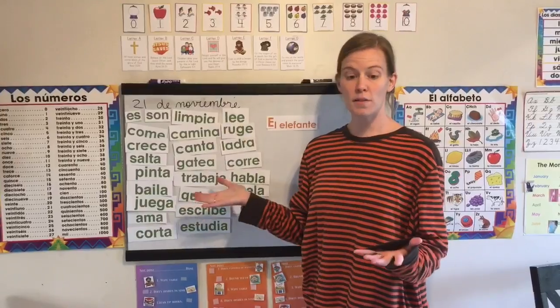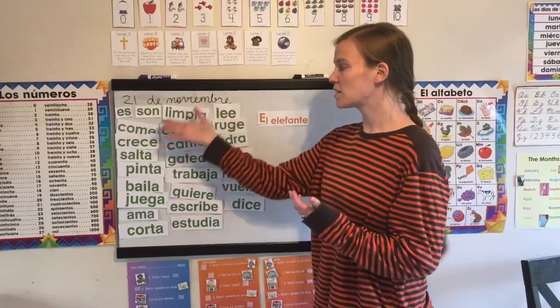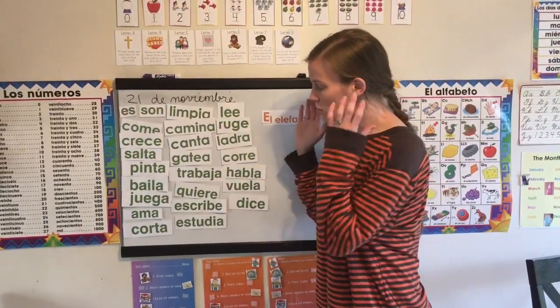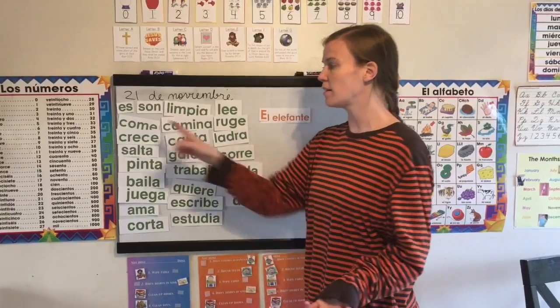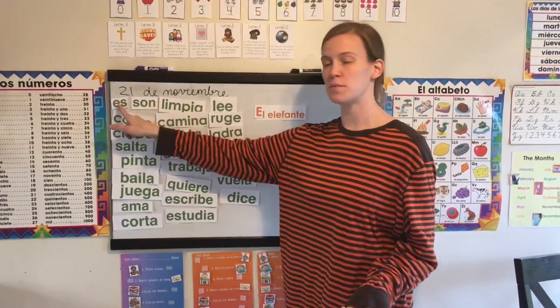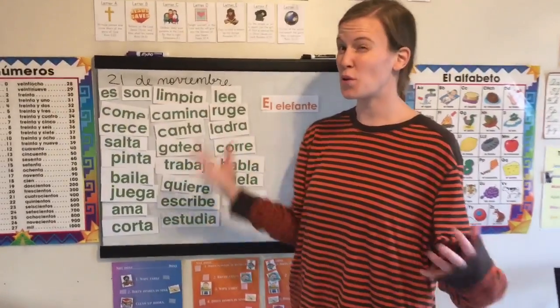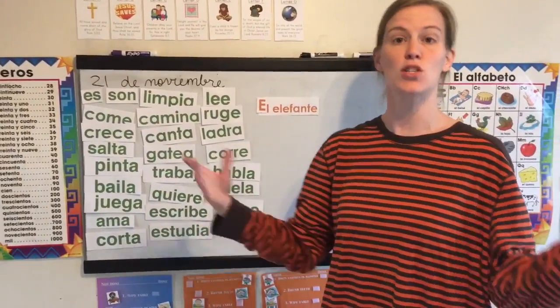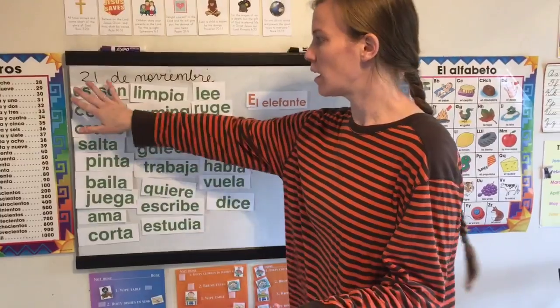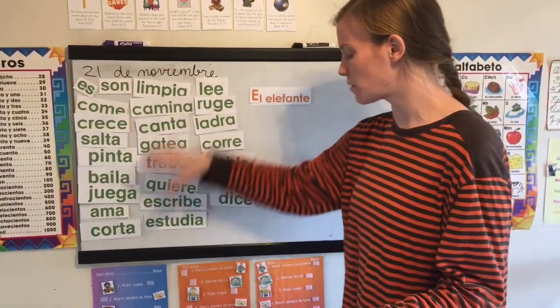All right, so now that we've introduced our elefante, we're going to talk about what the elefante does, and these are all the verbs that we've learned so far. Es and son, remember, es means is, like el elefante es grande. Son is if you had two elefantes. Los elefantes son grandes.